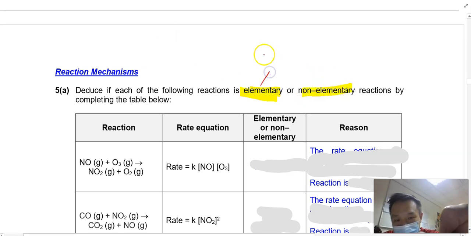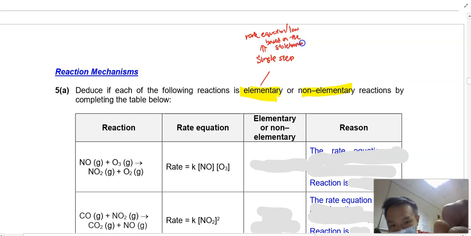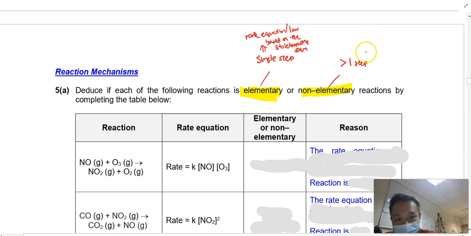Recall, elementary reactions are reactions that happen in a single step, and typically the rate equation or rate law will be based on the stoichiometric equation. Non-elementary means more than one step, typically two for the syllabus, and your rate law is based on the slow step.